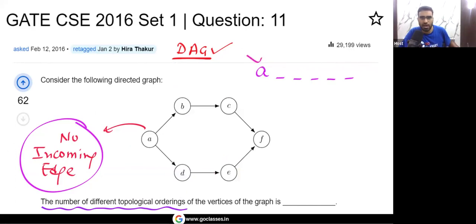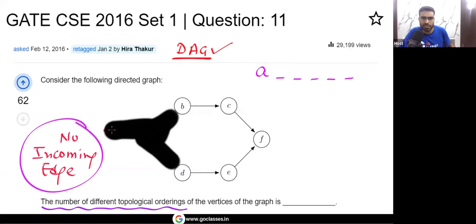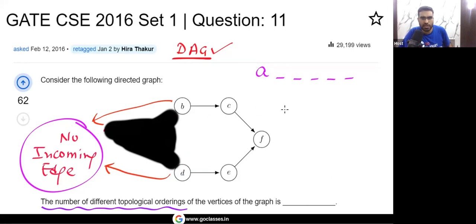Very simple. Now once A is done, A will be the starting point. Now you delete this A. Now you tell me which vertices have no incoming edge. Delete this A and tell me which vertices have no incoming edge. You can see that this vertex has no incoming edge, and also this vertex D has no incoming edge. So now I can take either B or D. Yes or no? Either I can take B or I can take D.